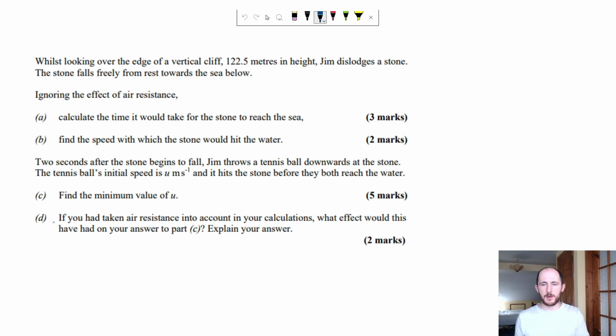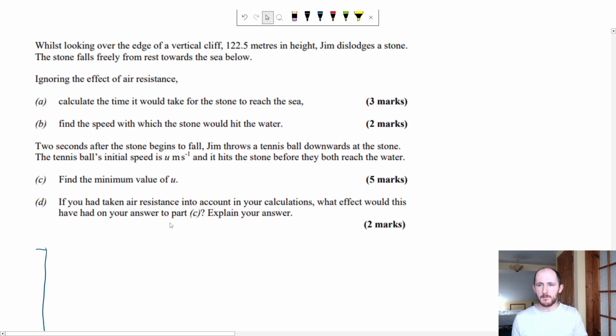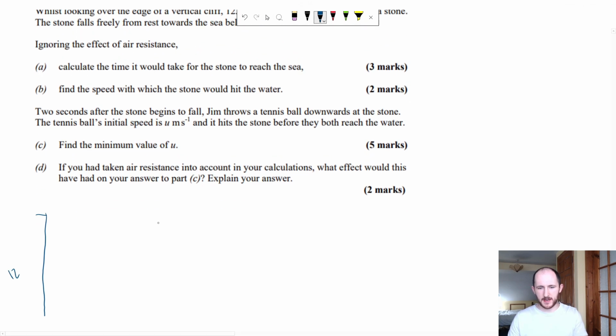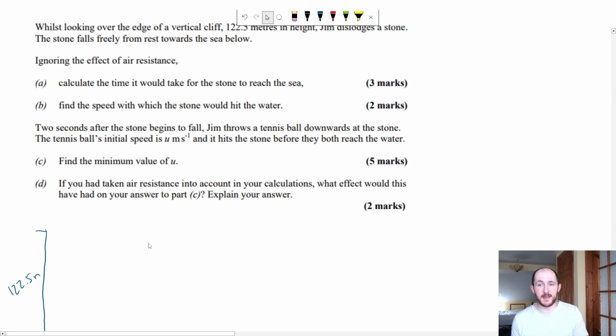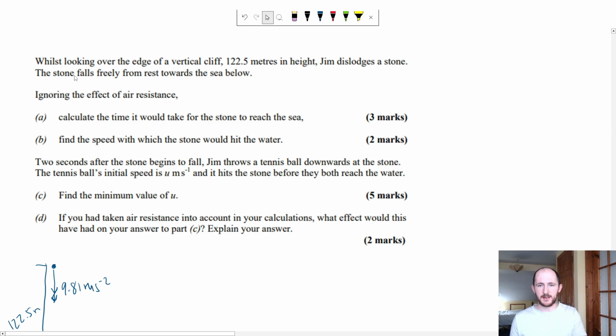But if you look at the situation, once again, we're going to draw a diagram, as I keep banging on about. We have a cliff like this, and that's 122.5 meters high. Its initial velocity is, of course, going to be 0, isn't it? Because it gets dislodged. Now, you might be right in saying it would have some initial speed, but again, we're not taking that into consideration. The idea is it always starts at rest, because it falls freely, it's just been dropped.